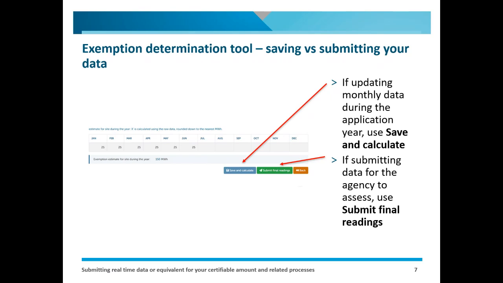In line with CER agency compliance priorities, I urge caution. When adding data during the year, save, don't submit the data. If you submit before you complete the whole application year, your amount may be limited to the time frame that the exemption determination tool was submitted for. For example, if in August you enter data and submit the data rather than save it, the amount may be limited to January to August.